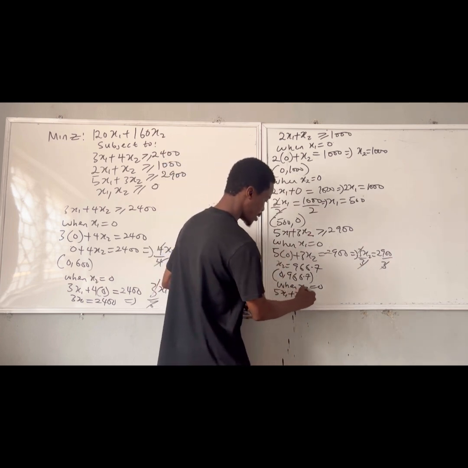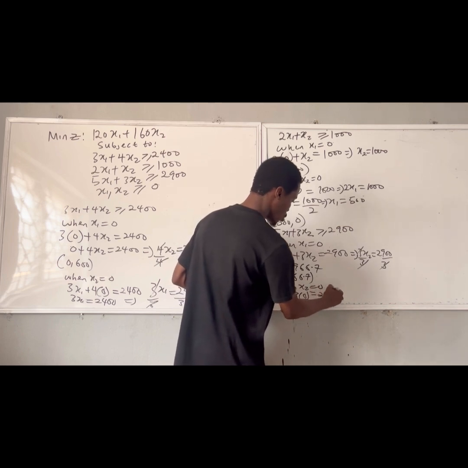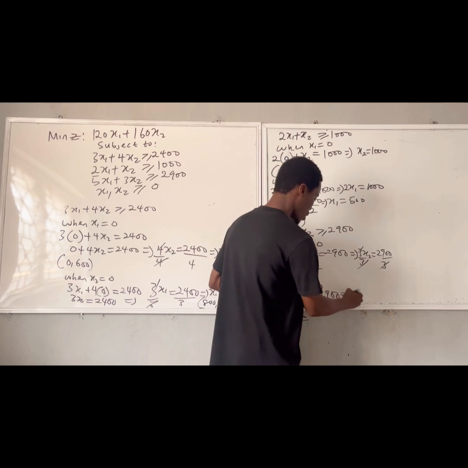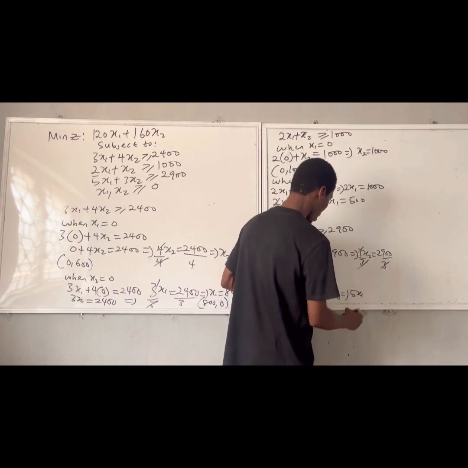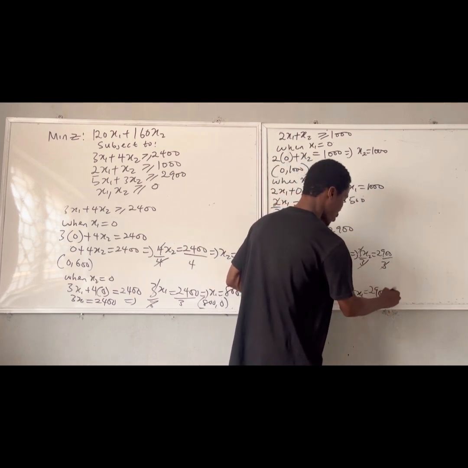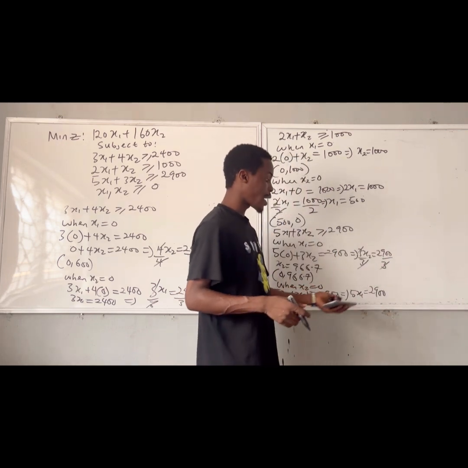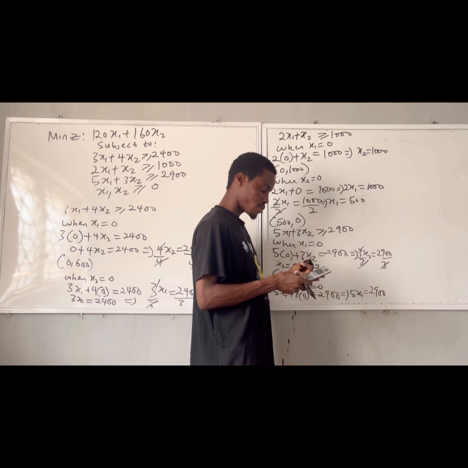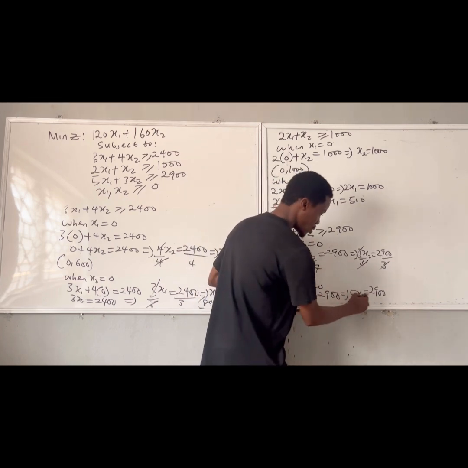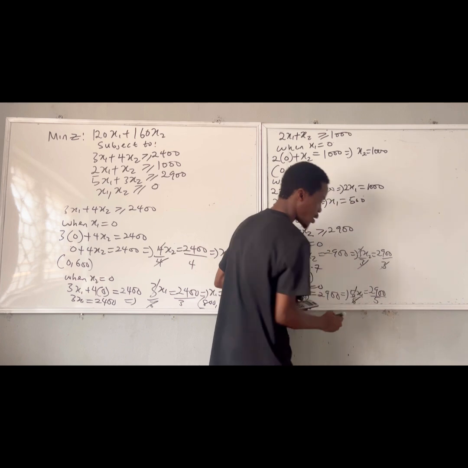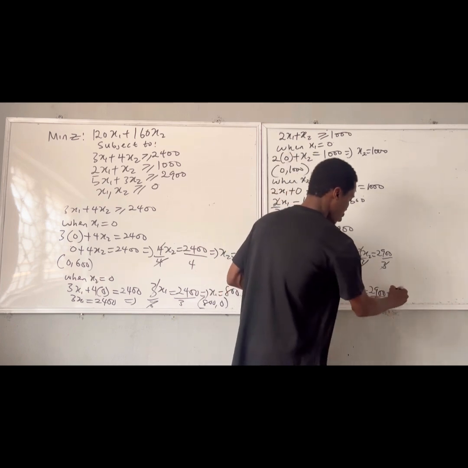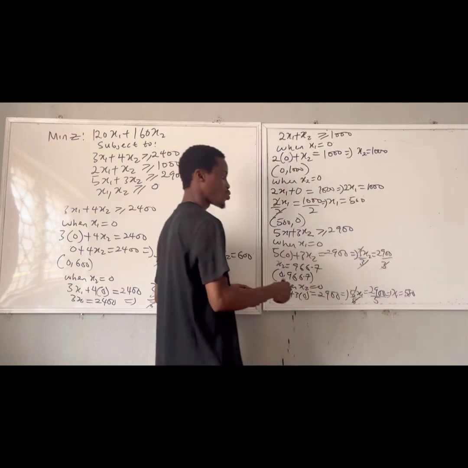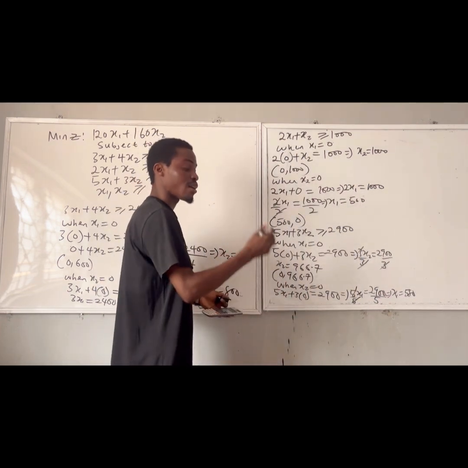5x1 plus 3s2 at 0 is equal to 2900. If you multiply 3 by 0, we're going to have 0. So I'm going to have 5x1 is equal to 2900. I have to divide both sides by 5 so that I can get my value for x1. If you divide 2900 by 5, we are going to have 580. So our x1 is 580, which means when my s1 is 580, my s2 is 0.